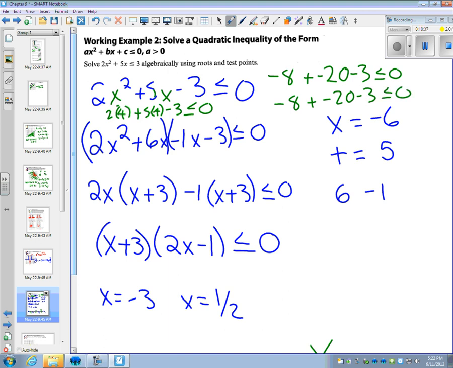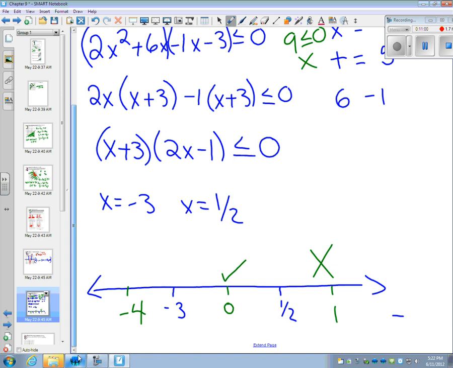Oh, I forgot to square this. That's my problem. 2 times negative 4 squared. Negative 4 squared is 16. 2 times 16 is 32. There we go. 32 plus negative 20 would be 12, minus 3 would be 9. And is 9 less than or equal to 0? No. So I'm not talking about this region. My region that is correct is this region right here.